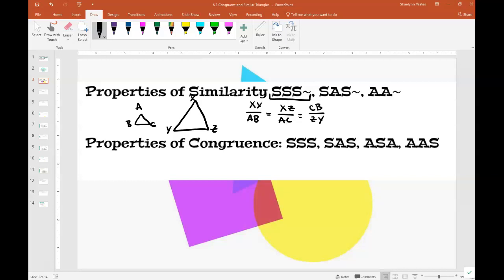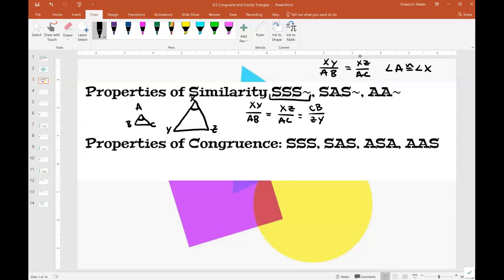If it's side angle side similarity, that means two of those sides have a proportion like this fraction, but you also have the angle in between them as congruent. So for side angle side, we would be able to say something like XY over AB is the same thing as XZ over AC, and you would also be able to say that angle A is congruent to angle X.